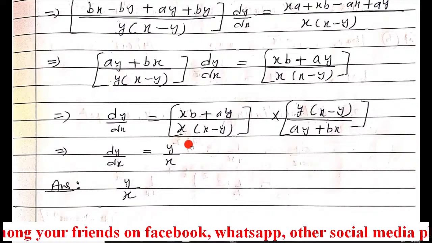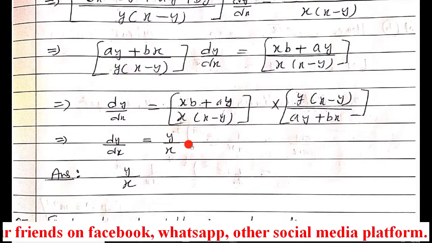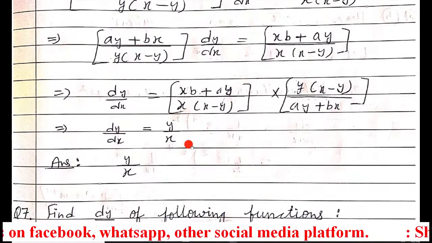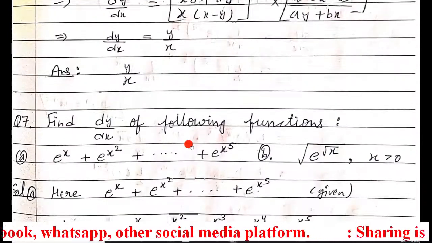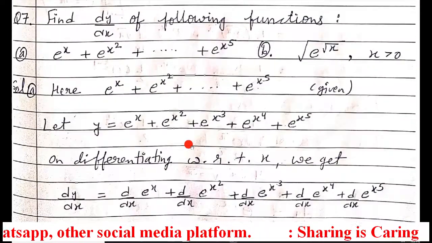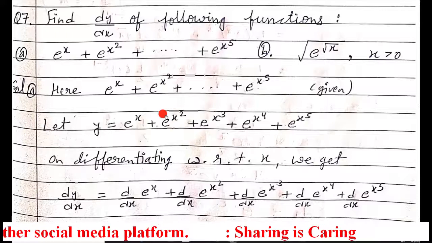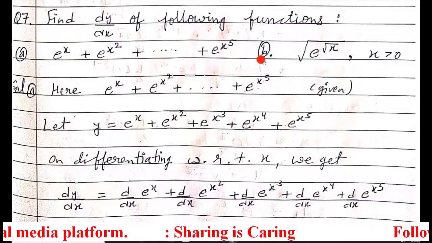Now the sixth question, both the parts are completed. In both the parts we have taken log. Now we will start question number 7. In question number 7, again we have to find out dy over dx for the following functions.